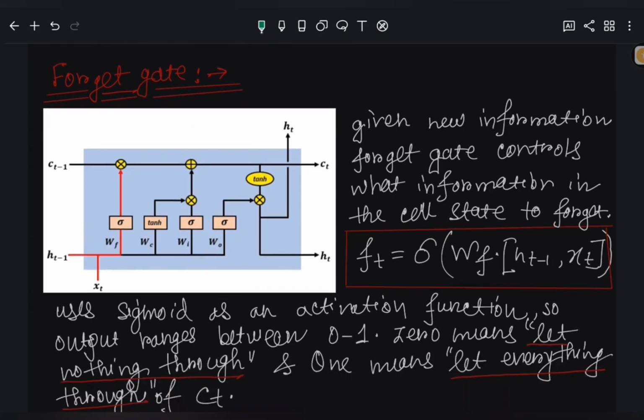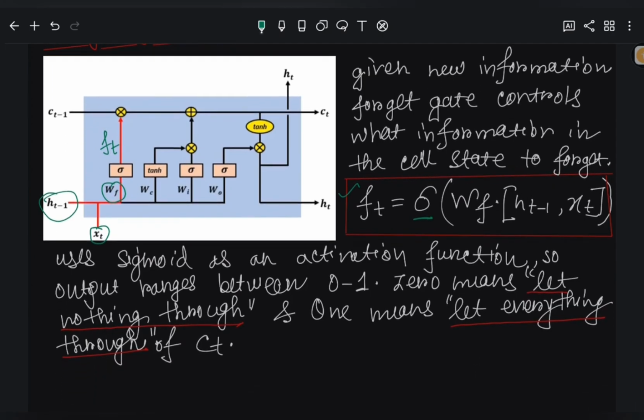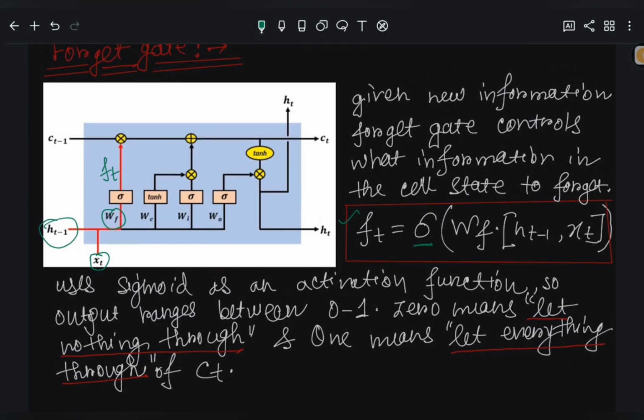So if I write down the equation, we have a sigmoid activation function, then the weights associated with the forget gate, and the 2 inputs, which are ht minus 1 and the current input xt. So these are my inputs, and this is the weights, and after taking the sigmoid activation function we get the forget gate output, which is nothing but ft. As it uses a sigmoid activation function, the output will always be in the range of 0 to 1. Whenever the value is closer to 0, that means let nothing through, so it will forget the things which are there in the cell state. And whenever the output is 1, that means let everything of the cell state go through, right?